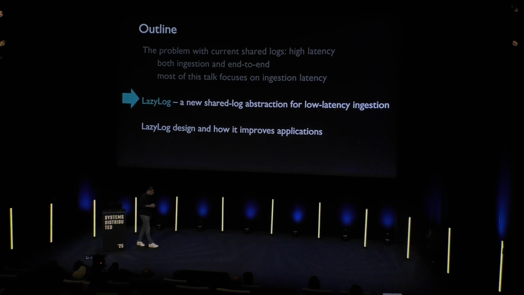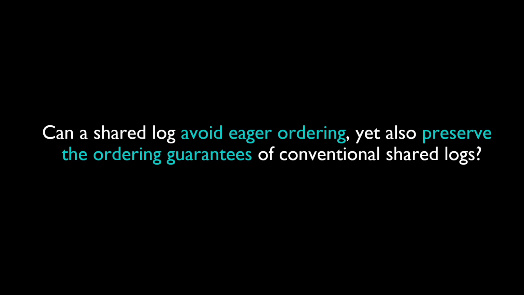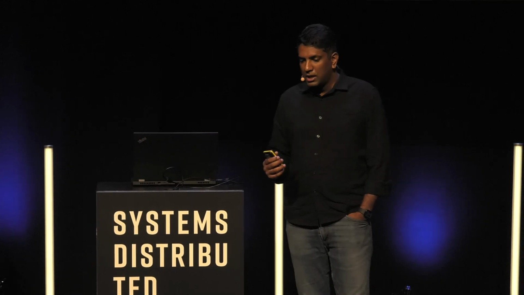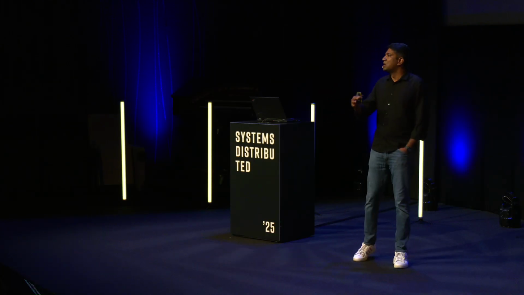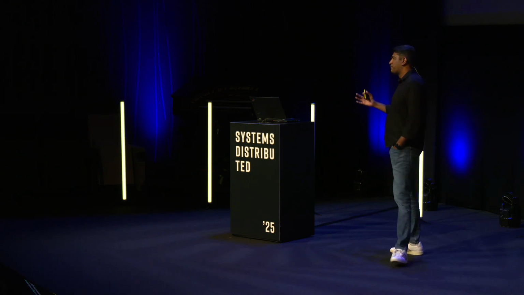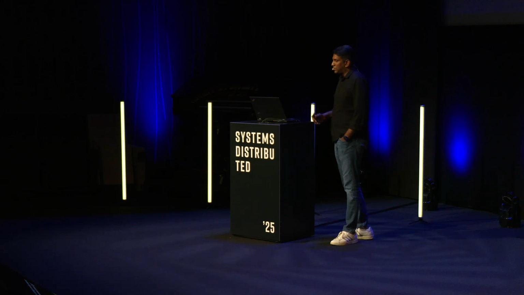In the second part of the talk, what I will show you is how we can solve this problem. The key question that we are asking is, the high latency is coming from the eager ordering nature of the shared logs, so can we avoid this eager ordering but still give you the same ordering guarantees of shared logs that exist today? That's the key question that we're trying to answer.